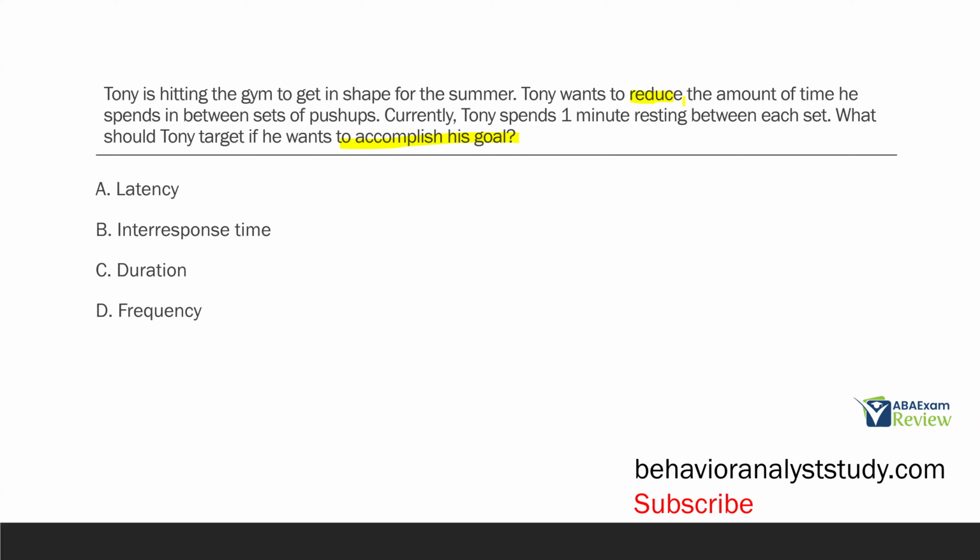Well, he wants to reduce time in between sets of push-ups. So let's say we have push-up 1 and push-up 2. We have this time. Tony wants to reduce this time. Now, if we draw it out like that, we can pretty quickly identify the measurement, right? Because what we have is time in between these two responses. And when we want to look at time in between two responses, what is currently 1 minute, what would we consider that? A, latency. Well, latency would be the SD to the response. This would be our latency.